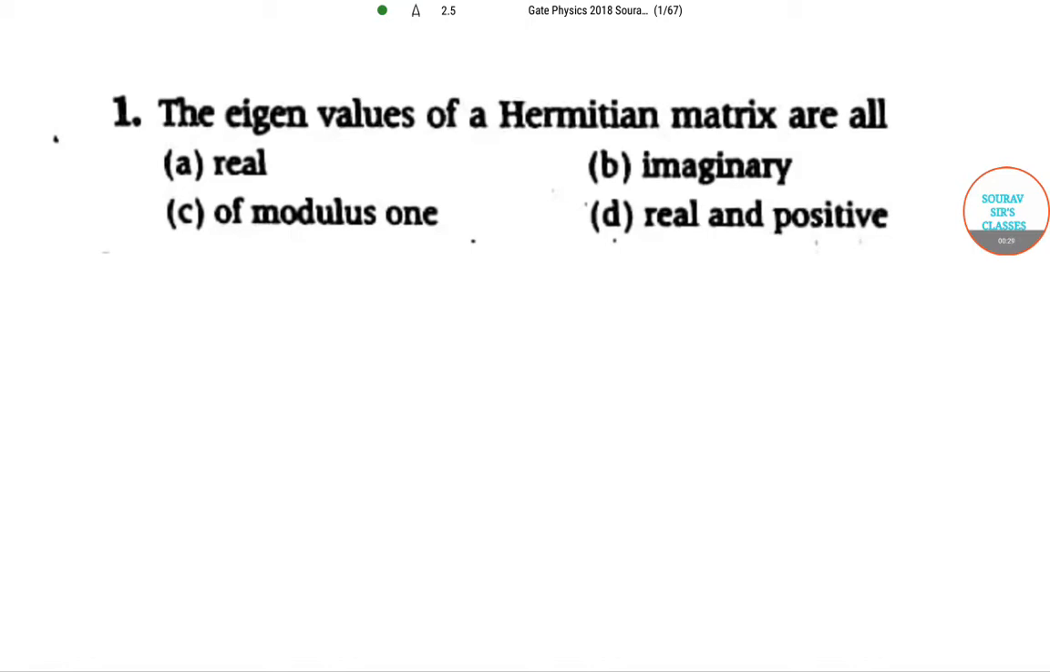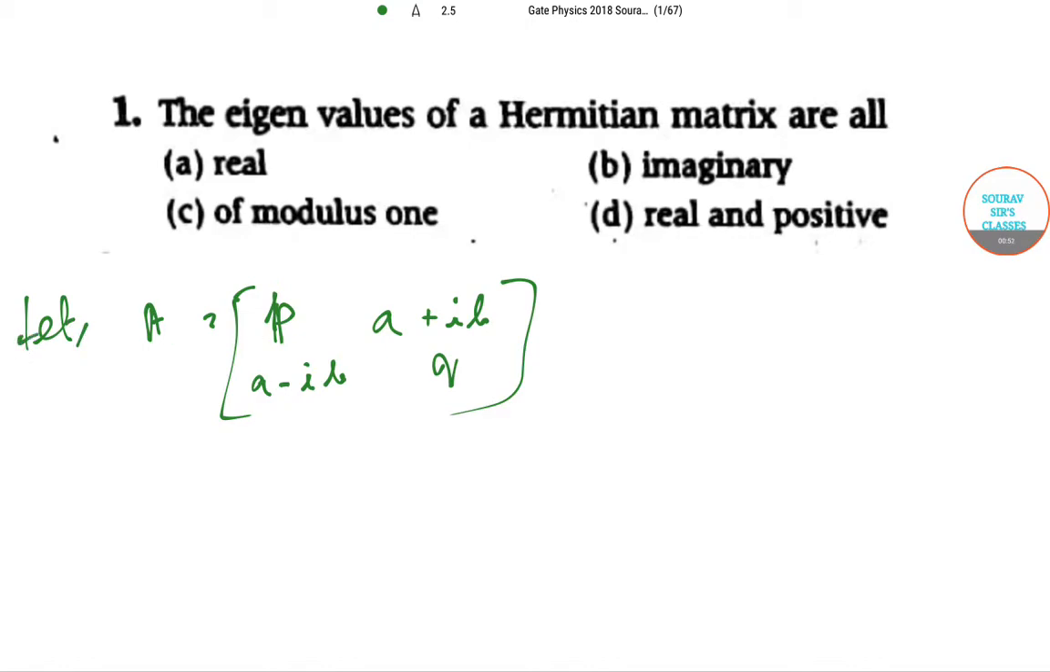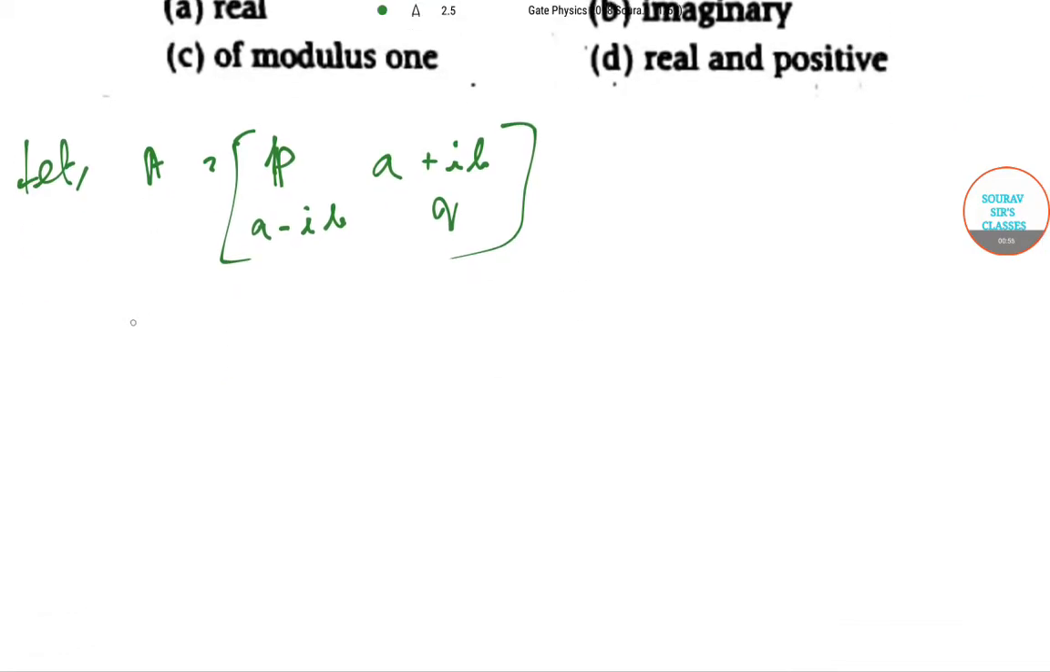So, if we consider a matrix A, suppose this is P, A minus IB, this is A plus IB, and this is Q. Let this be A. So, A bar can be written as P, A minus IB, here A plus IB, and Q. This is the A bar.